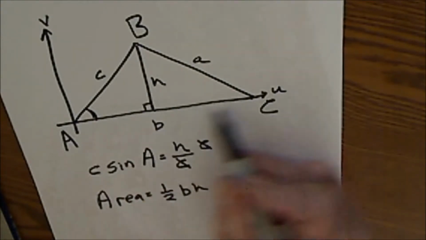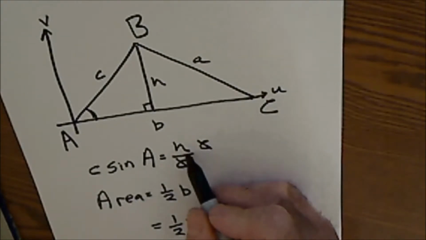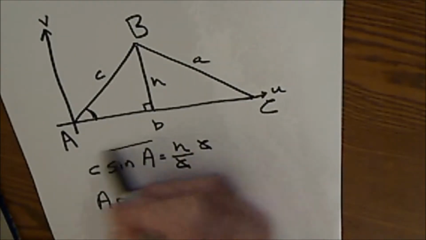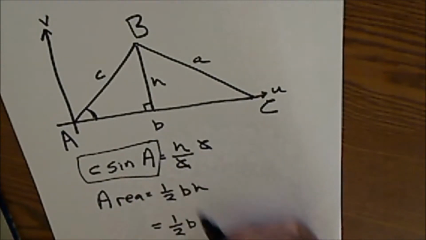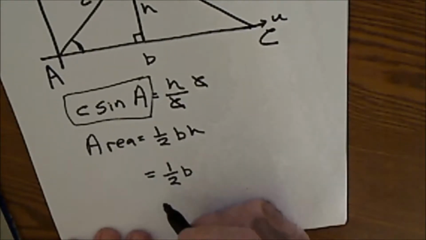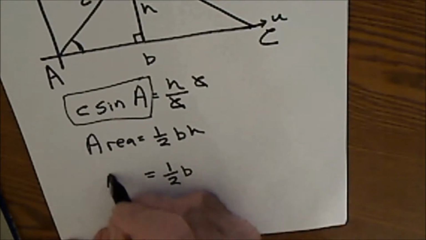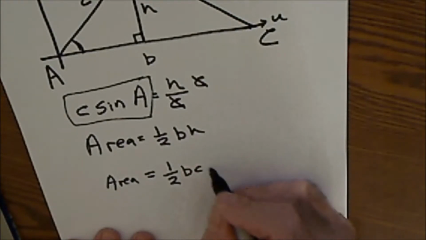And this is my base right here, side B. So area of a triangle is going to be 1/2 side B, my base, times my height. But here I've said height is equal to C sine of A. So I'm going to take that value for H and plug it in here. So the area of a triangle is equal to 1/2 base times height, which is C sine of A.